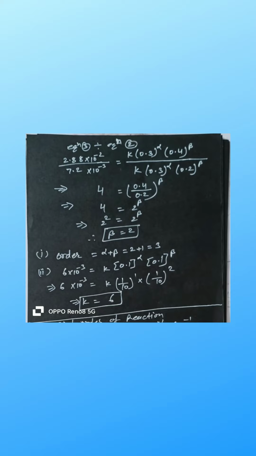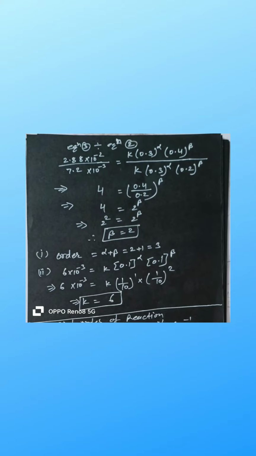Rate is 6 × 10^-3. Concentration of A is 0.1. Concentration of B is 0.1. Substitute in the rate law. 6 × 10^-3 equals K multiplied by 0.1 raised to power 1 multiplied by 0.1 raised to power 2. 0.1 raised to power 1 is 0.1.